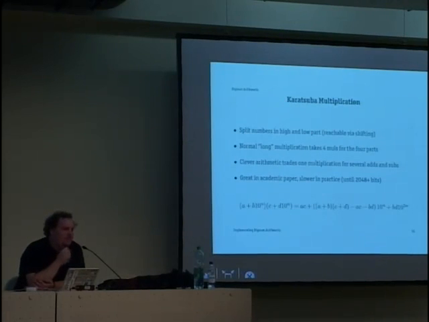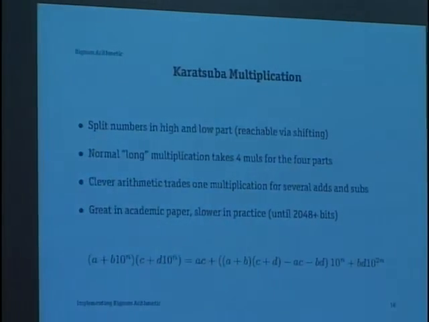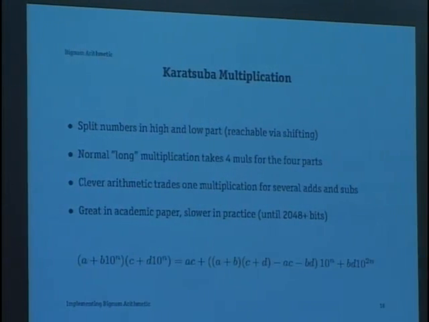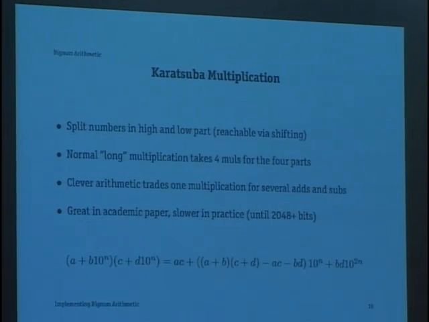So there are some very interesting multiplication methods in the literature. The easiest one is the Karatsuba multiplication. This is an obscure Russian mathematician from the 40s who published this paper then. The idea is to split the numbers into a low and a high part, so you can shift the high part, and then you can just say these are two numbers, A and B.